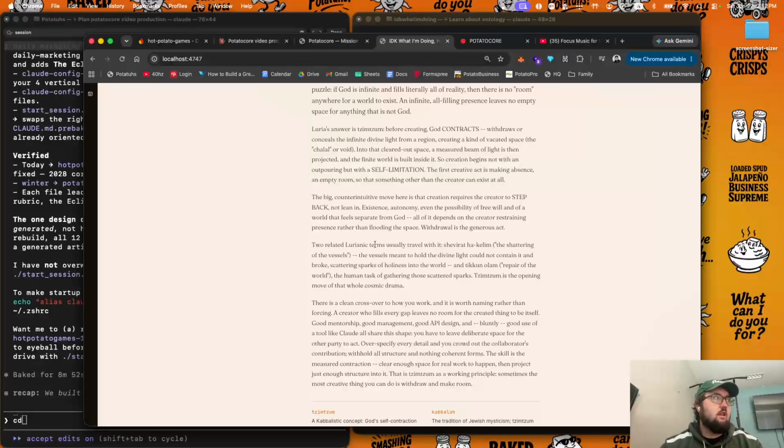So two related Lurianic terms usually travel with it. Shevirat HaKelim, the shattering of the vessels. This has very much influenced a bit of Odie's character. The vessels meant to hold the divine light could not contain it and broke, scattering the sparks of holiness into the world. And Tikkun Olam, repair of the world, the human task of gathering those shattered sparks. Zimzum is the opening move of the whole cosmic drama.